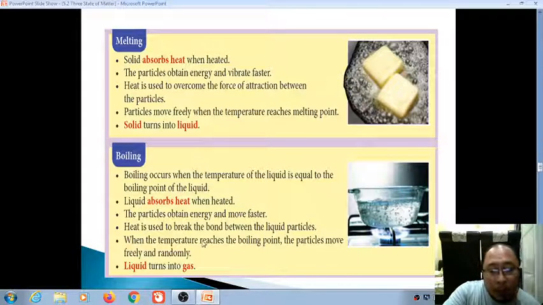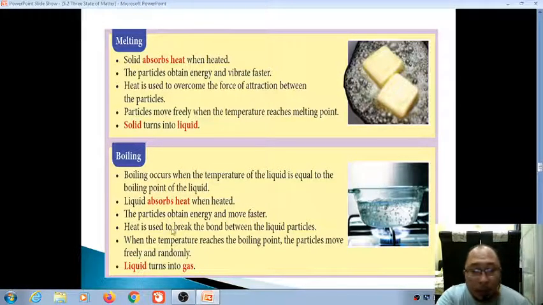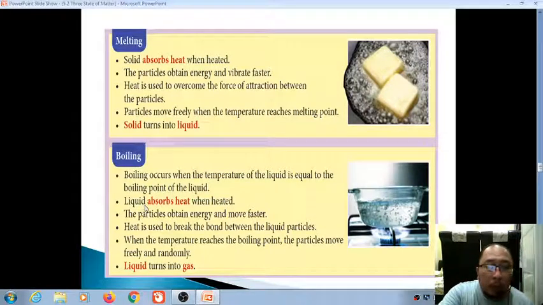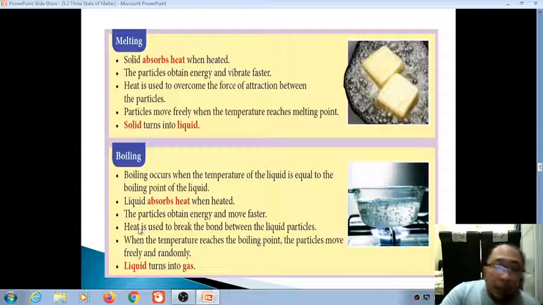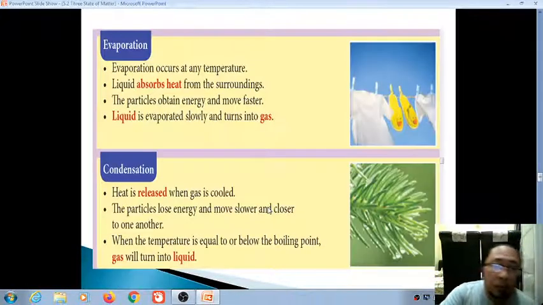What is the boiling process? The boiling process is a process in which liquid turns into gas. So how can liquid turn into gas during boiling? Same explanation: liquid will absorb heat, particles obtain more energy, kinetic energy, and move faster. Then heat is used to break the bonds between the liquid particles. When the temperature reaches the boiling point, the particles move freely and randomly. Liquid turns into gas.